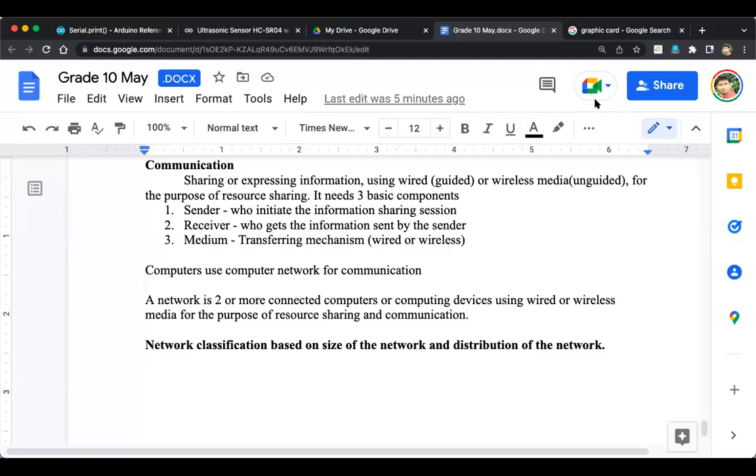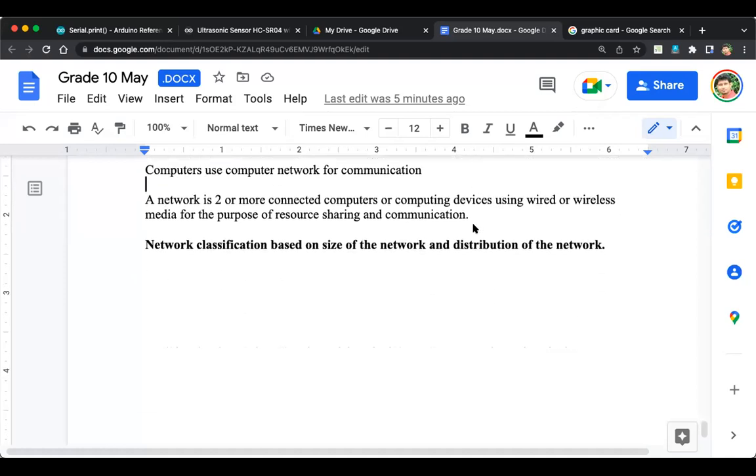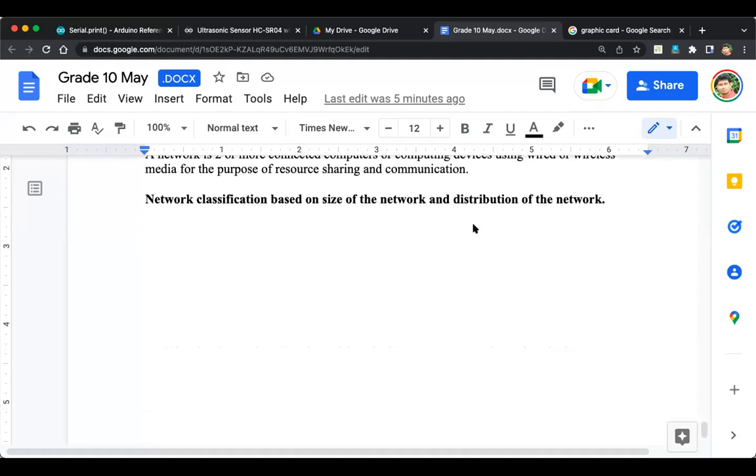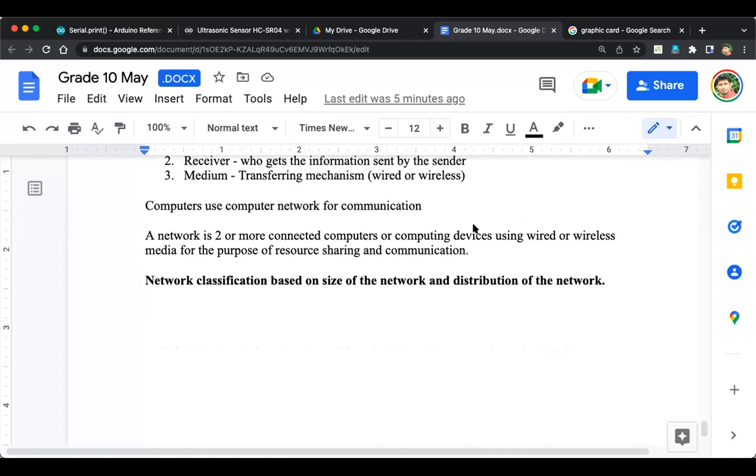Okay, let's learn how we can classify networks based on size and distribution. Network means two or more connected computers. We all have created networks, right? Only thing is, sometimes we don't know that it is a network. That is the only concern.